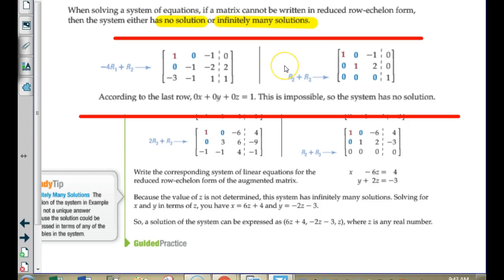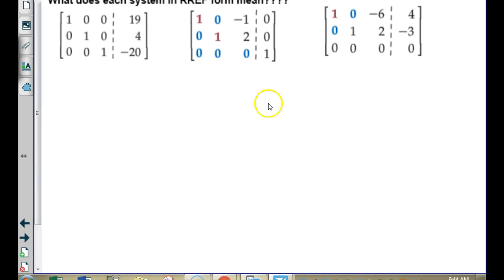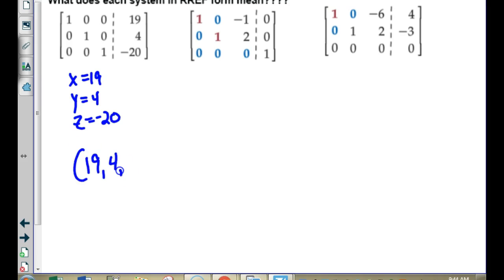This is going to show up in an interesting way when you do reduced row echelon form. What's going to happen is you're going to get a situation like this, and you have to be able to do this on the final and on the quiz. First of all, this one, if I was using x, y, and z, tell me what this equation is. X equals, y equals, and z equals. So you have 19, 4, and negative 20. Do you have this one?